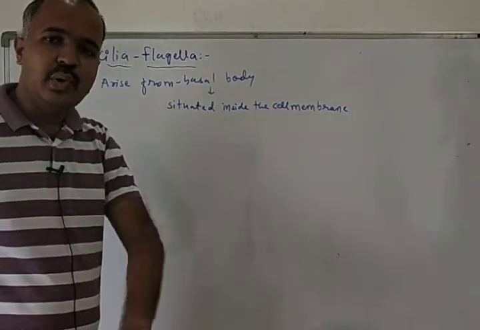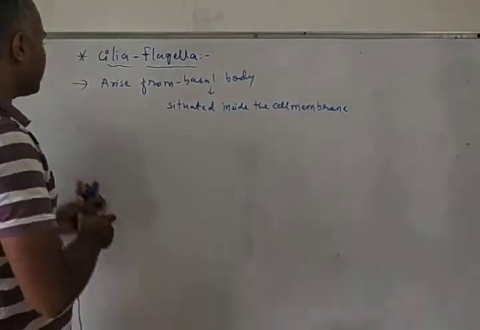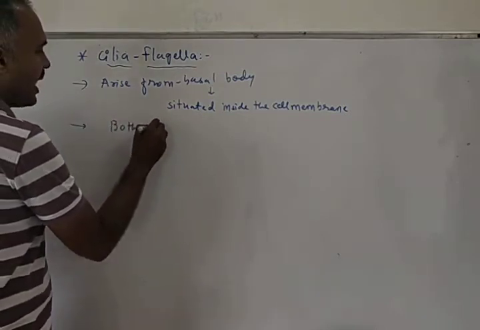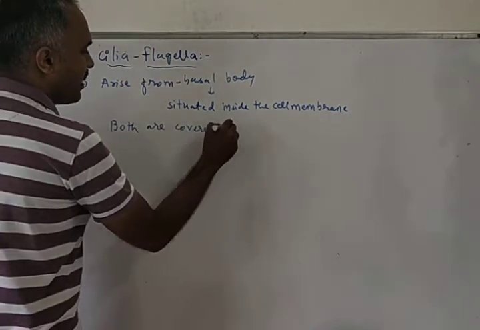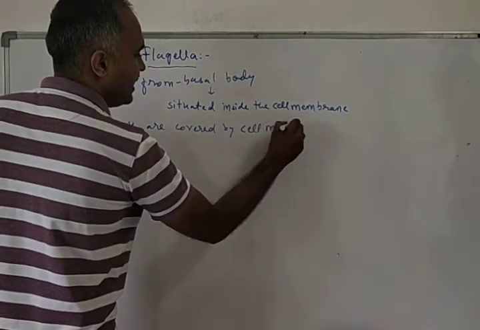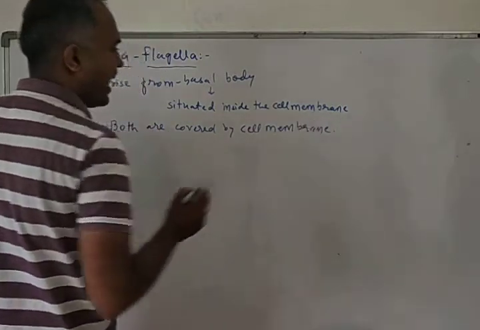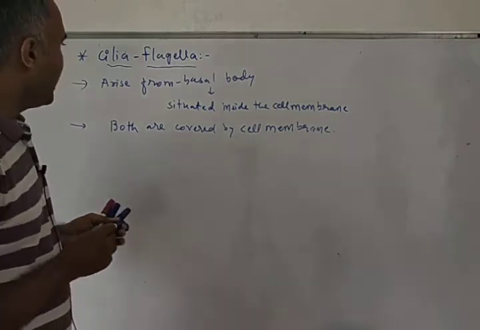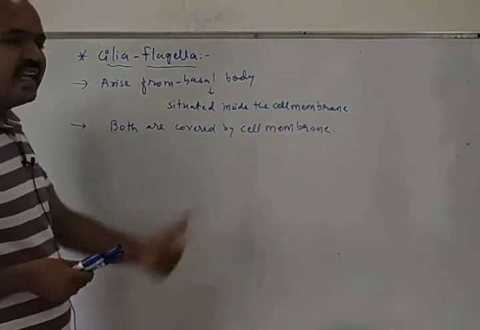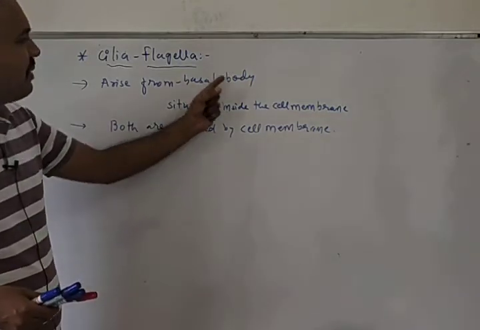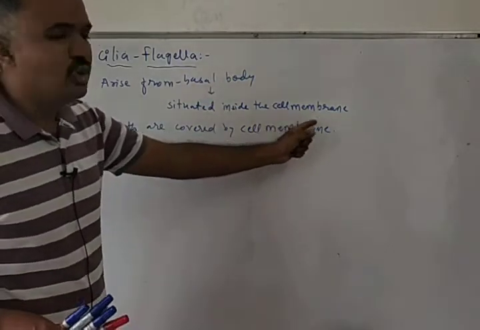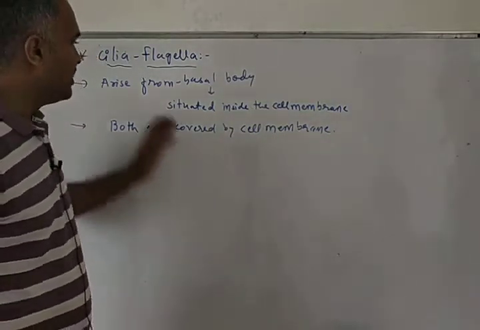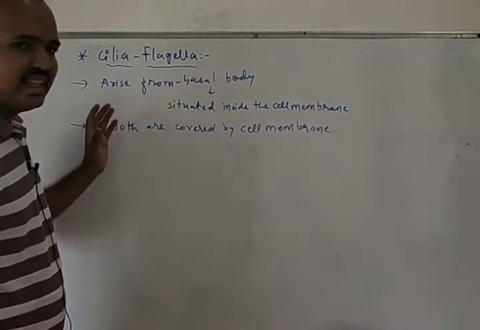Then we will say that both are covered by cell membrane. Both cilia and flagella are covered by cell membrane. So the first two points regarding cilia and flagella are that they arise from the basal body, which is situated inside the cell membrane, and both of them are covered by cell membrane.